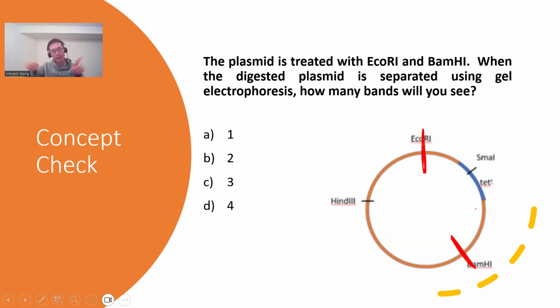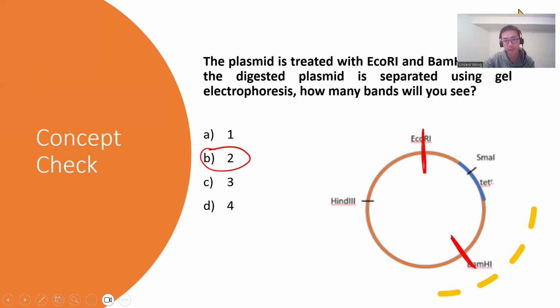So if you take an elastic band, which is like a plasmid, and you cut it 2 times, how many fragments are you going to have? Two fragments. There's a short one right here, and then there's a long one right here. So if you run the sample on a gel, you will get a band at the top corresponding to the longer fragment, and then you will get a band at the bottom corresponding to the shorter fragment.